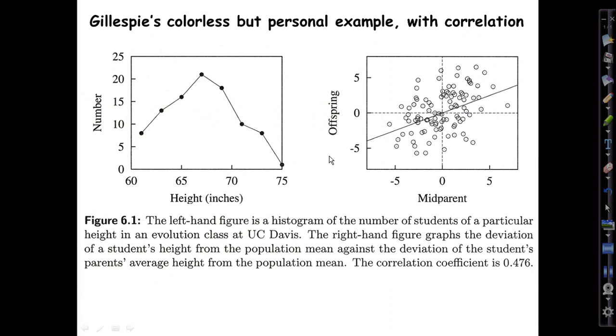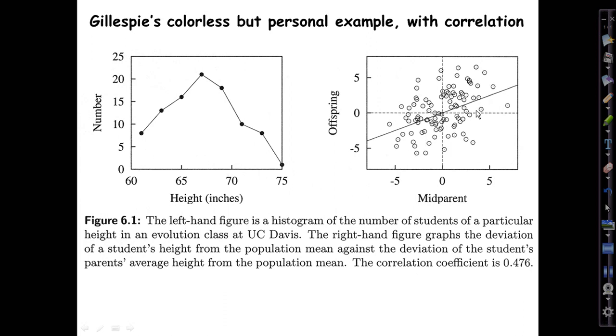Gillespie's chapter, as always, is well worth reading, written in his very spare style, and here's his remarkably spare and colorless personal example, figure 6.1, which is taken from data he gathered 1 year in his own evolution course, where he had the students report their own heights and the heights of their parents. The left-hand figure is just a histogram of sorts, describing the distribution of heights of all the students, and there it is, unimodal, and given its smallish size, close enough to normal.